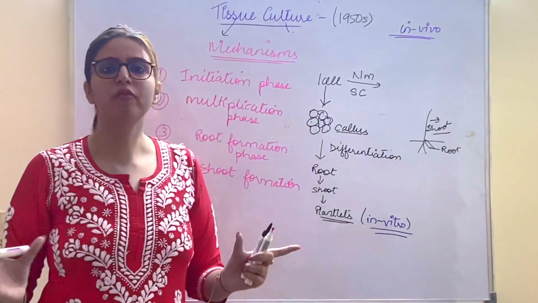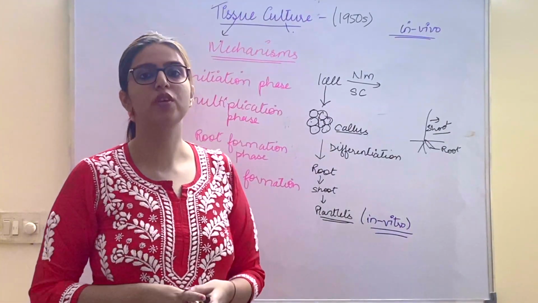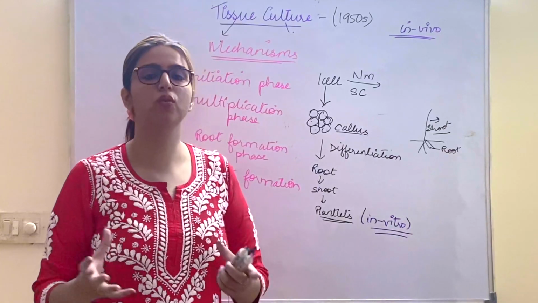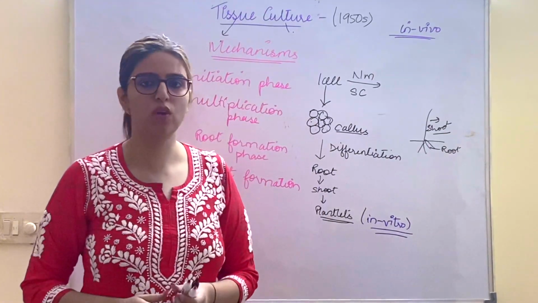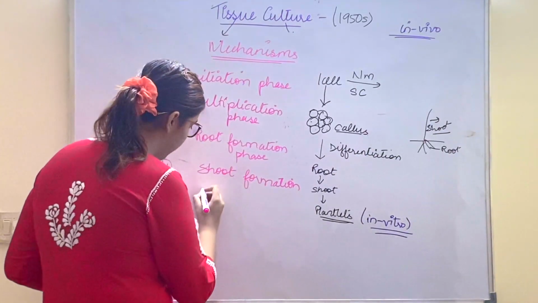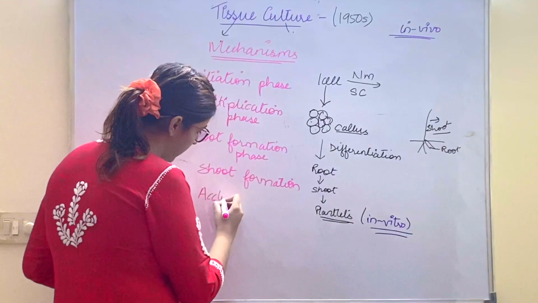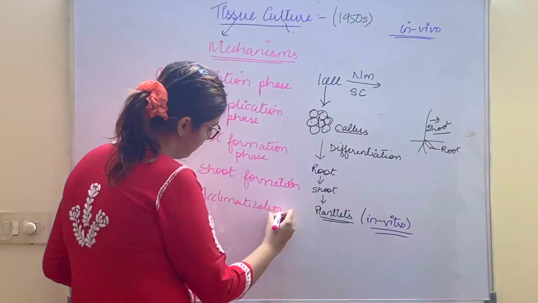Now my plantlets have formed. Now they are in the lab. Okay, fine. Now I want them to adjust to the natural environment. I'd want them to grow in normal fields. I'll not want them to grow in the lab, right? So what I'm going to do is, I'm going to acclimatize. Acclimatization phase.